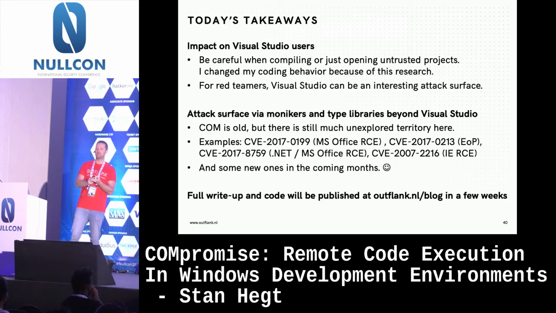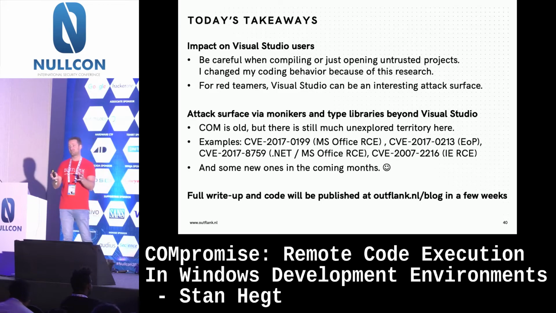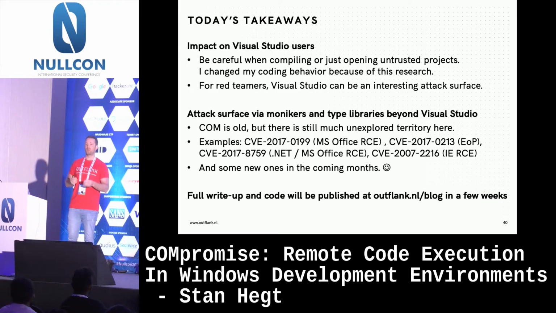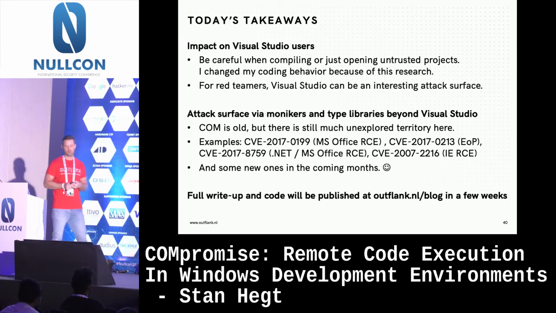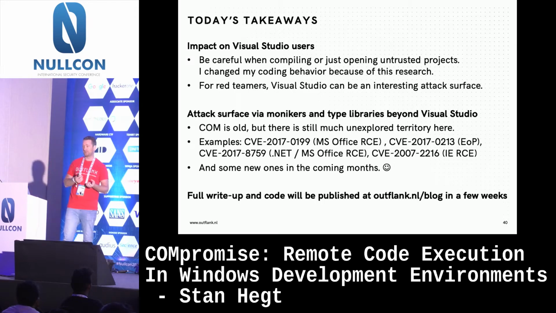And I changed my behavior after this research because I learned, well, it's not only compiling and running code, which is dangerous. It's also just opening a Visual Studio project file, which apparently is dangerous. And as I have shown you, it's not just MS build tasks. It's also type library stuff, which you can do in there, which can be very well hidden if you do not know where to look for a potential backdoor. And for red teamers, I hope to have shown you that Visual Studio can be a very interesting attack surface.